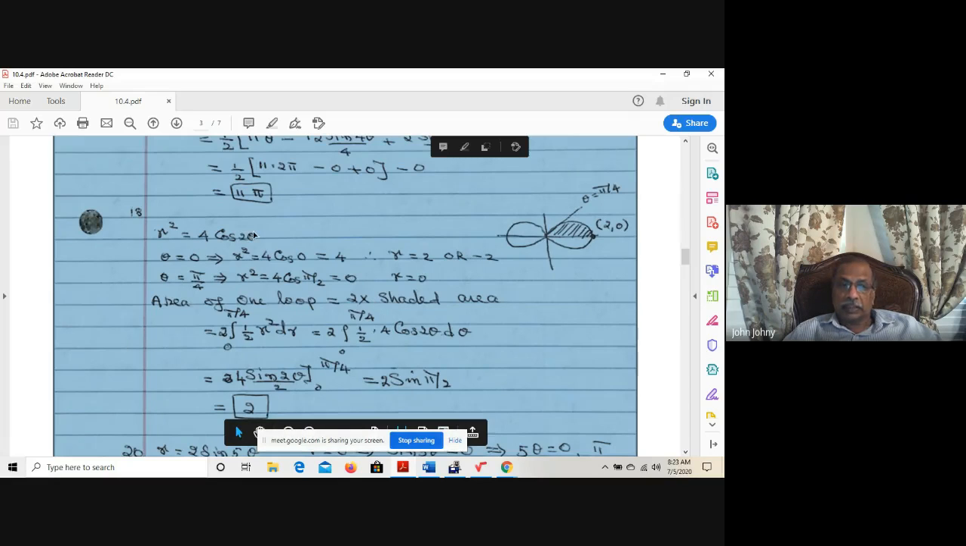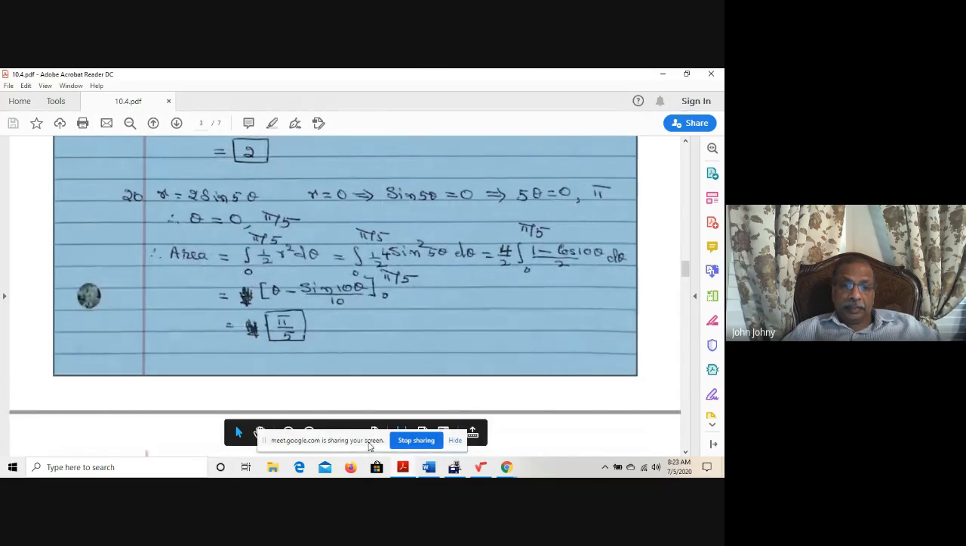Remember the question, I did not write the question completely. So the question is, for this curve, find the area of one loop. If you are asked to find the area of both, the total area, you have to multiply this by 2.